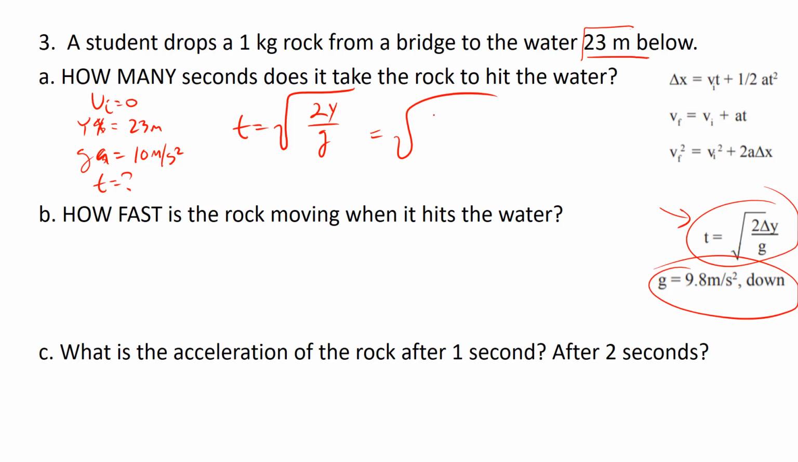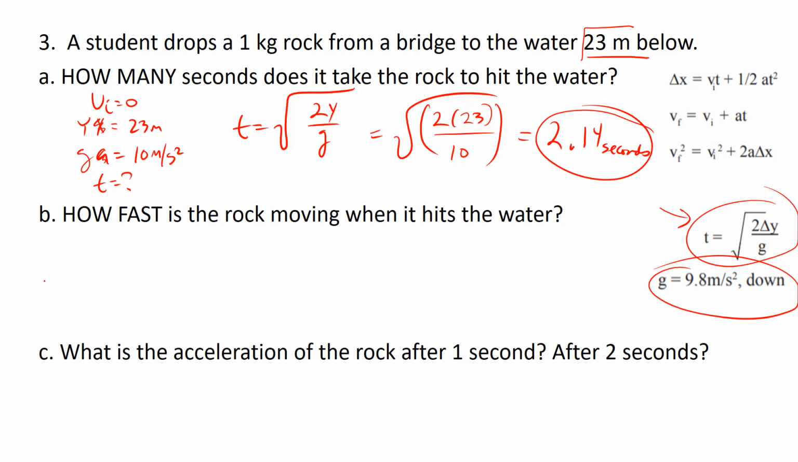And so it's going to be square root of 2 times 23 over g, and g is going to be, I use 10, but you could use 9.8, either one would work fine. Just make sure everything's in parentheses. 2 times 23 divided by 10, square root that answer, and I get 2.14 seconds.